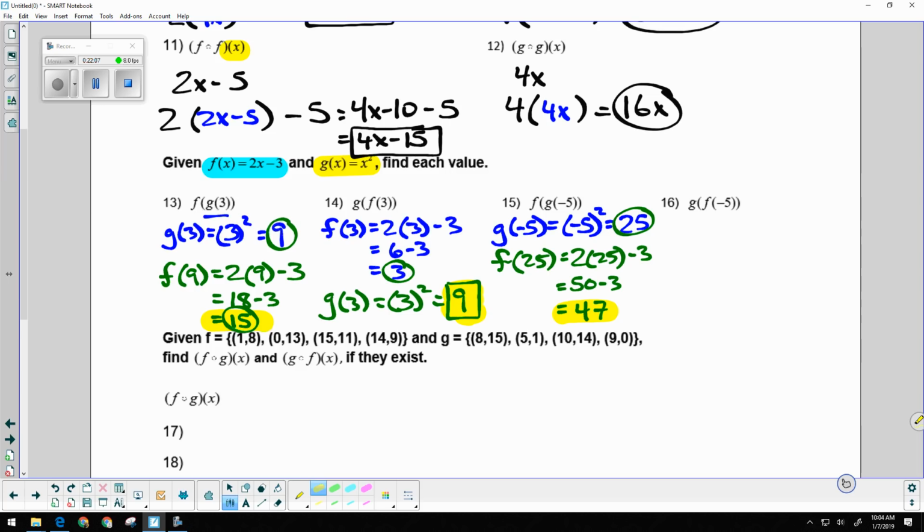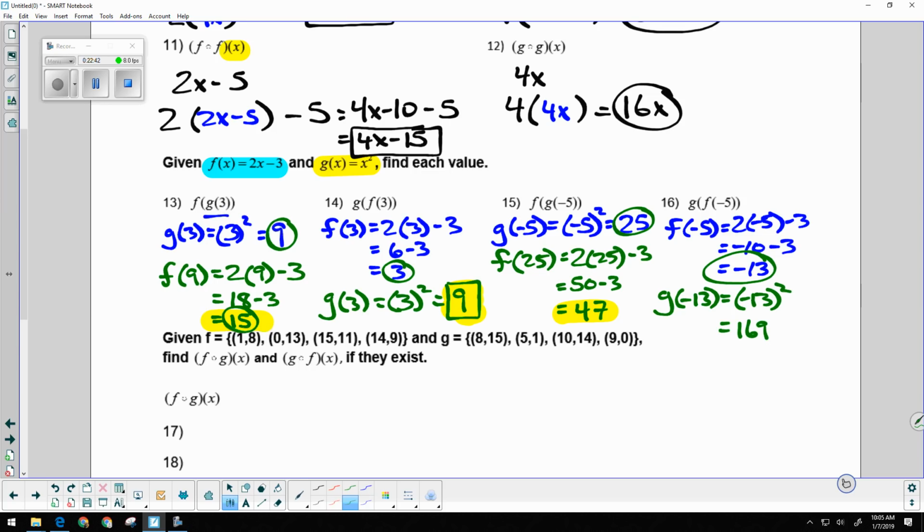Number 16, g of f of negative 5. We're going to plug negative 5 into f first. So f of negative 5 is equal to 2 times negative 5 minus 3, negative 10 minus 3, which is negative 13. We're going to take that negative 13 and plug it into g. So g of negative 13 is equal to negative 13 squared, 169. Final answer.